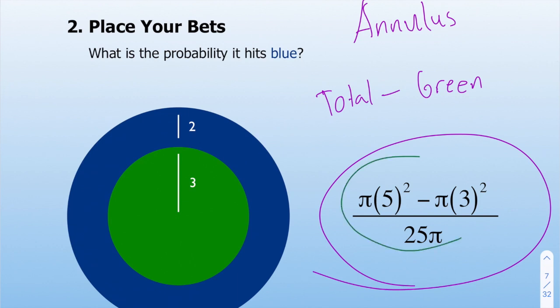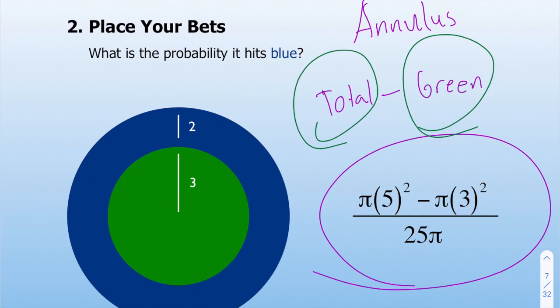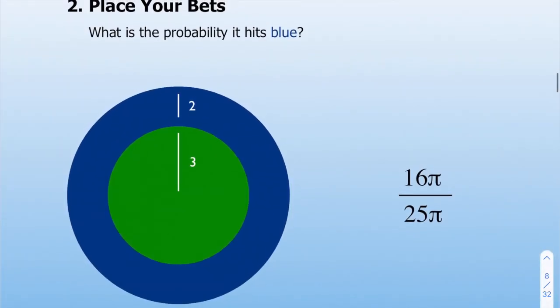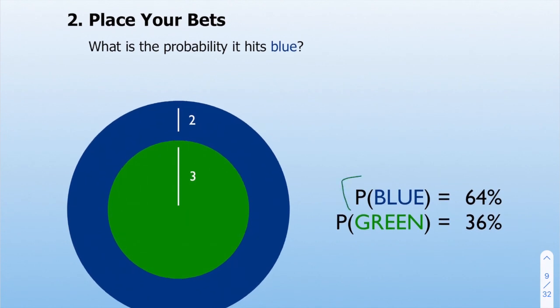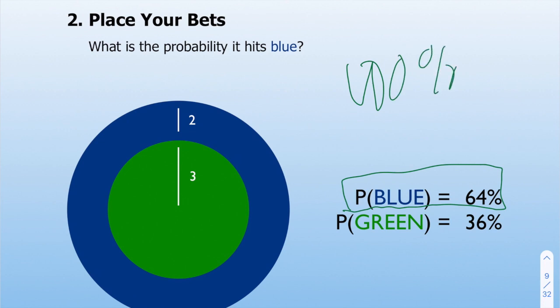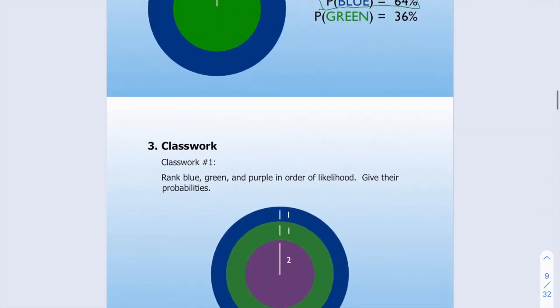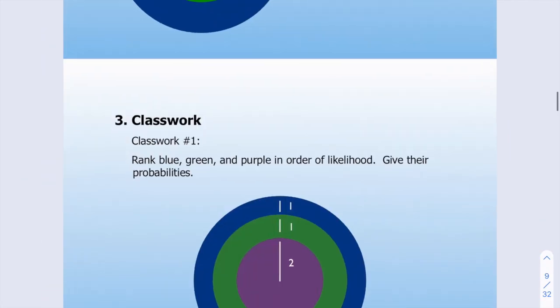And we just did this math already, right? You're taking the total minus the green. Boom, 16 pi. And then you should get 64% to hit the blue. And obviously, if you can't hit anywhere else, the total percentage is 100%. Thus, probably hitting green, you would take 100% minus 64, okay, to get the green. So a little background on probability.